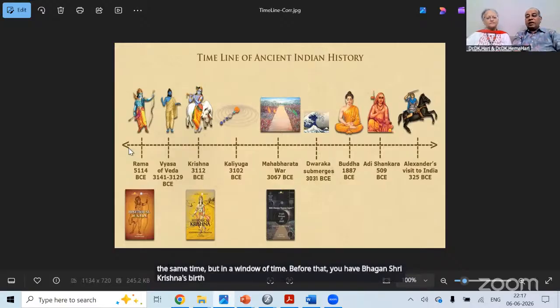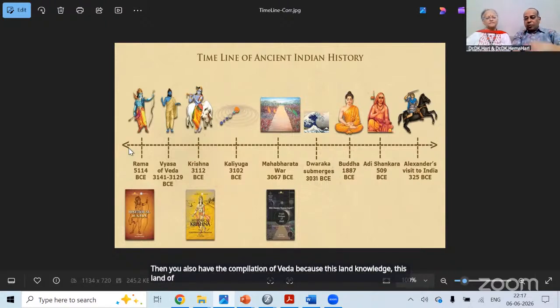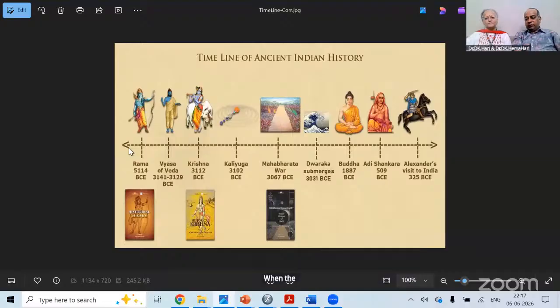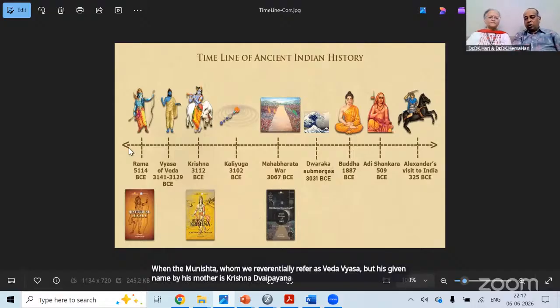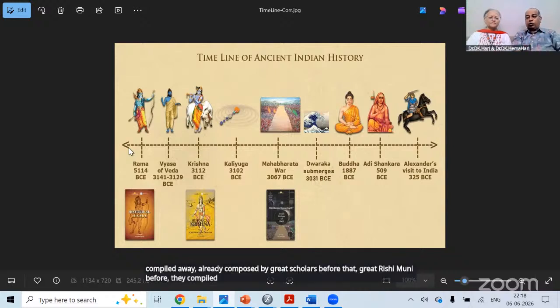Then you also have the compilation of the Veda, because this land, this land of knowledge, the epitome of knowledge is the Veda. So you have a 12-year window when the Muni Shrestha, whom we reverentially refer to as Veda Vyasa, but his given name by his mother is Krishna Dvaipayana, Krishna the island born, along with a team of great scholars over a 12-year period compiled the Veda, already composed by great scholars, great Rishi Muni before that. They compiled it in the format that we use today. So there's a 12-year window for that, which is called Shrauta Sutra. And 2 millennia before that is the historical drama.